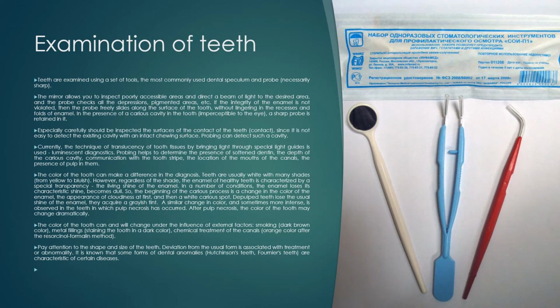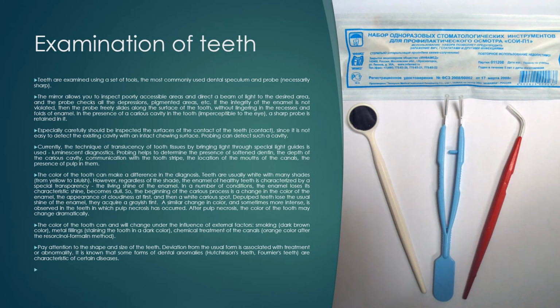Especially carefully, we should inspect the surfaces of the contact of the teeth, the contact points, since it is not easy to detect a cavity there. And the technique of translucency of tooth tissues, which is bringing light through the tooth, we can use this technique to determine cavities at the contact point. The color of the tooth can make a difference in diagnosis. Teeth are usually white with many shades from yellow to bluish. However, regardless of the shade, the enamel of healthy teeth is characterized by its special transparency.